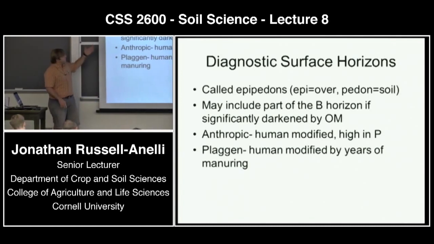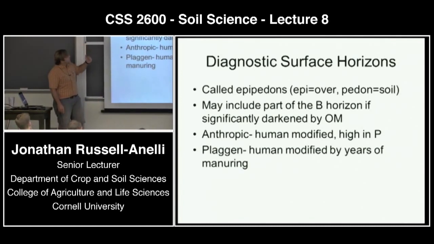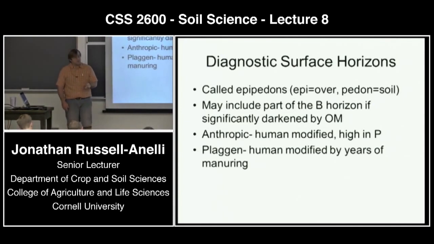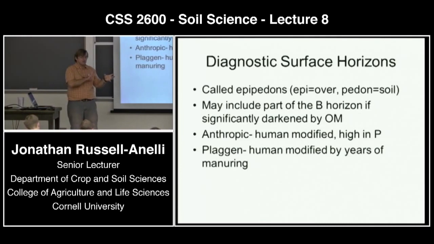This is a couple of them. They're called epipedons because they're over the pedon. They may include part of the B horizon. Remember, we're talking about horizons versus diagnostic horizons.